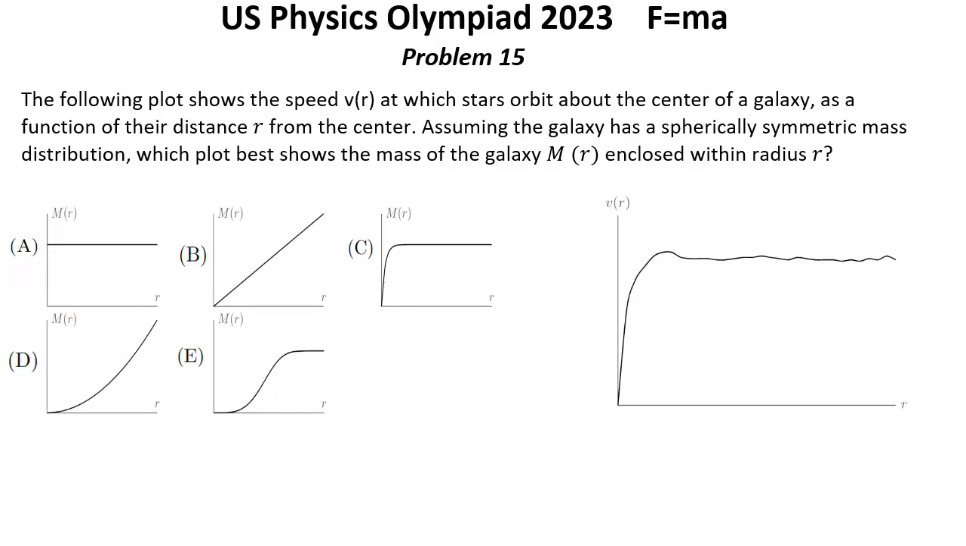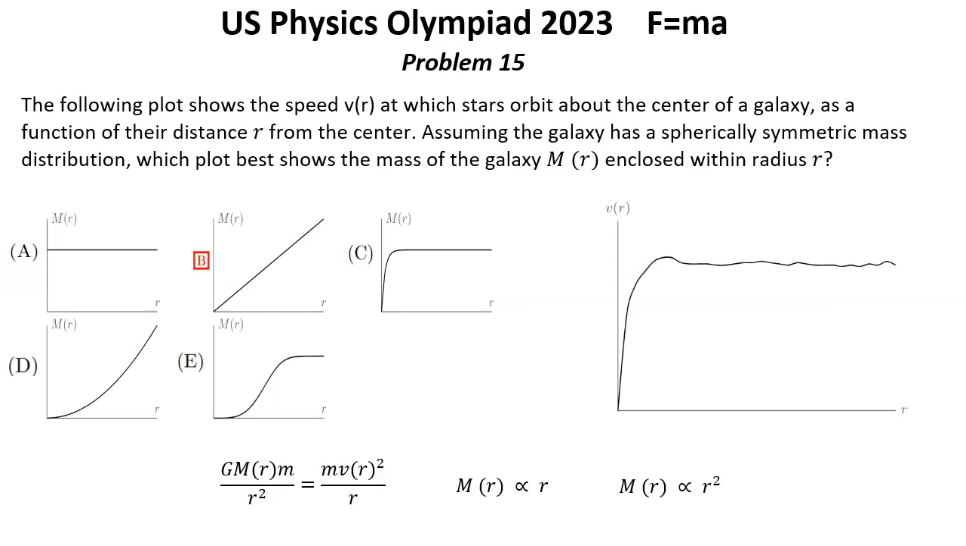Solution for problem 15. The graph shows that rotational speed becomes roughly constant once at a certain distance from the center of the galaxy, but the rotational speed of a mass m is governed by this equation. Then we must have a linear dependency of mass on distance r to keep v constant, which corresponds to choice B. Choice D does not match this behavior because it is more like parabolic for big r.